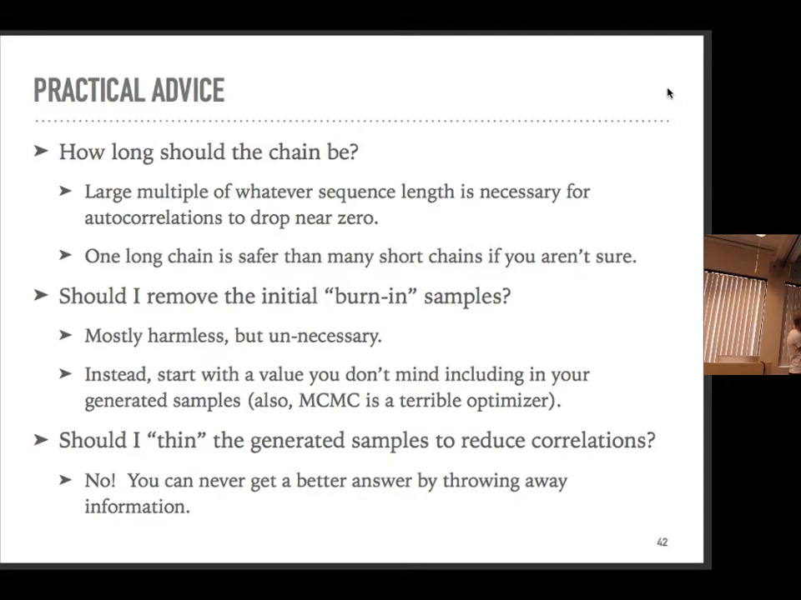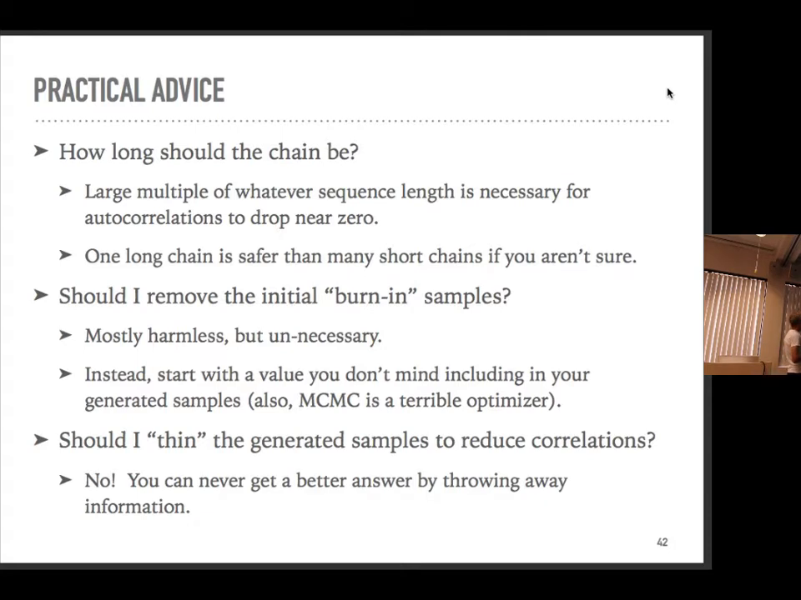But the idea is that maybe because you might not have picked a good starting point, the initial 100 or 1,000 samples might be sort of burn-in, and you just want to ignore those. Okay, so this is widely done, and I think it's mostly harmless, but it's unnecessary. You shouldn't remove burn-in, because what that means is you didn't really take the time to think carefully about your starting point.